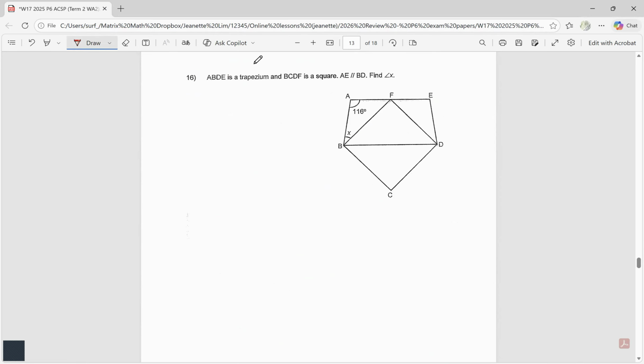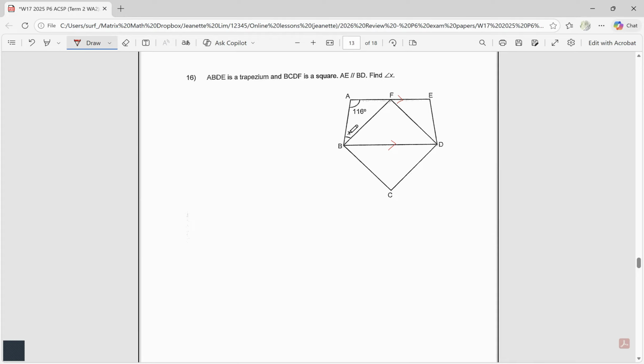Question 16, we have a trapezium, we have a square. AE is parallel to BD. Okay, this one is also talking about the trapezium, because they said ABDE is a trapezium. Trapezium means you have one pair of parallel lines, which in this case is AE and BD. Okay, then you need to find angle X.